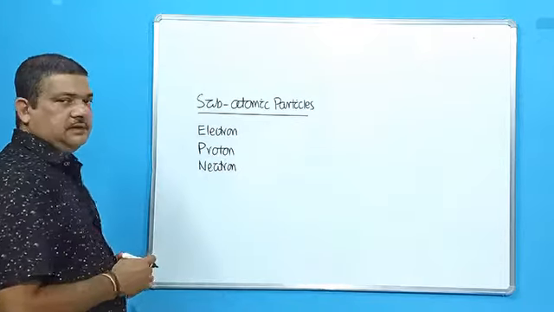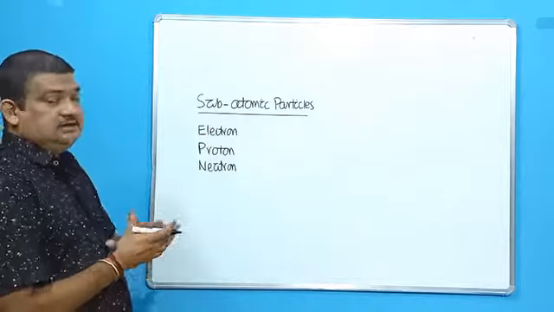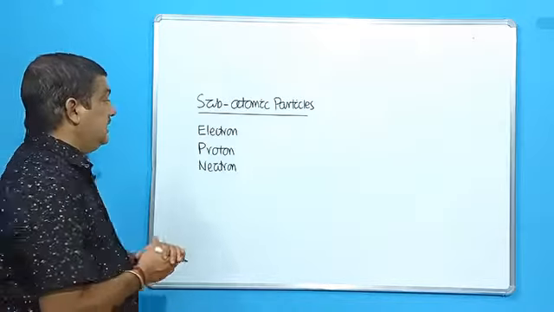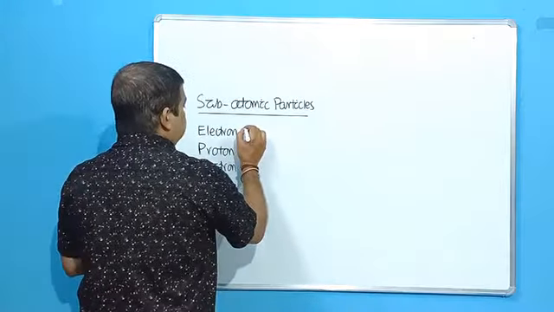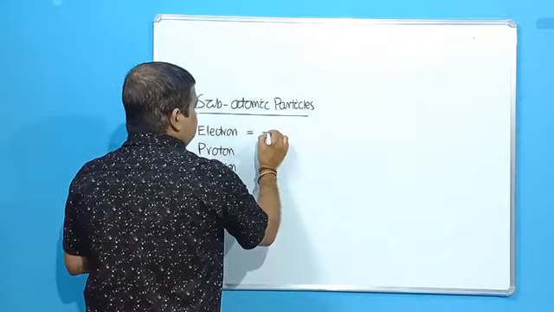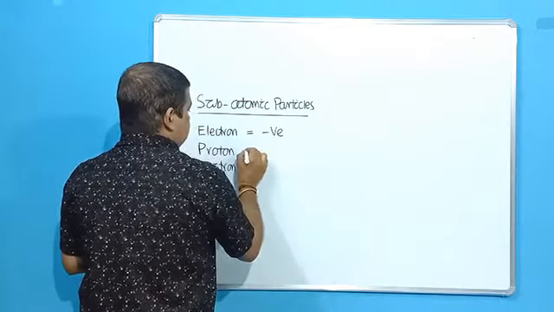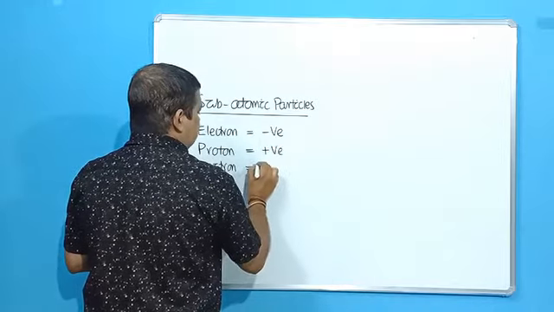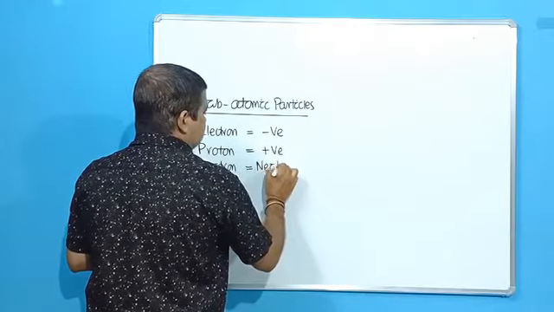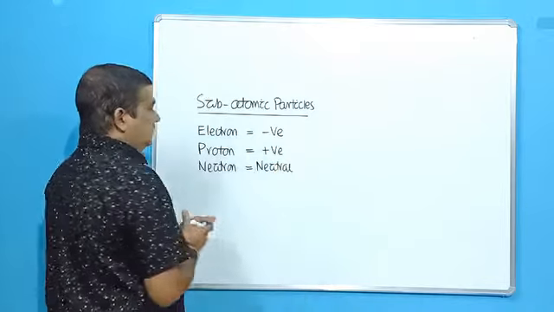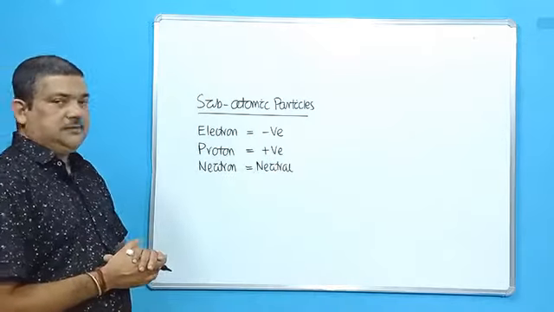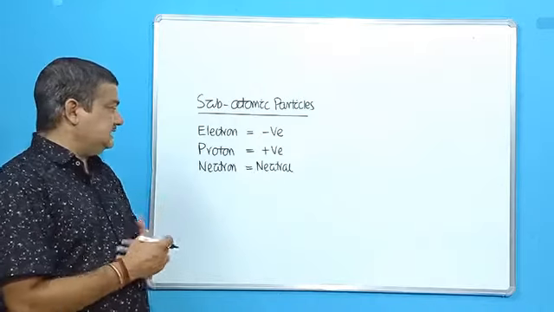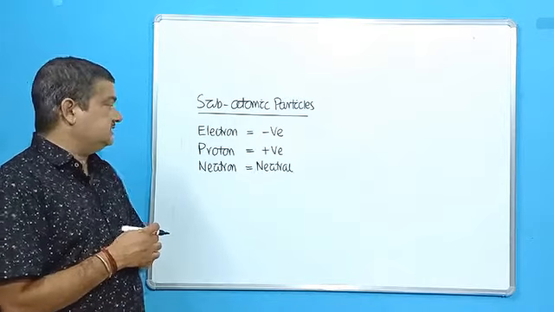Okay, so these are the 3 fundamental particles residing within the atom. Electron is negatively charged, proton is positively charged, and neutron has no charge, that is, it is neutral. So out of these 3 subatomic particles, one is negatively charged, another is positively charged.